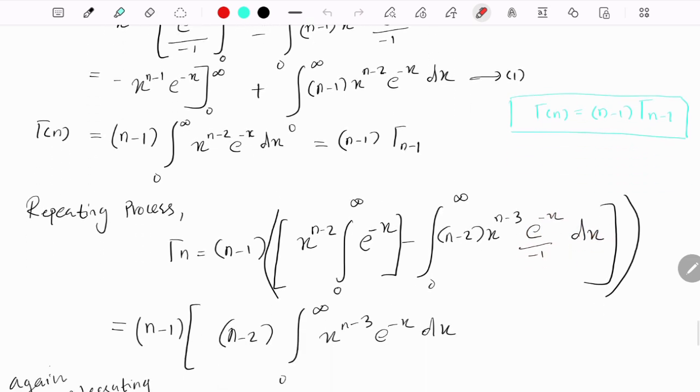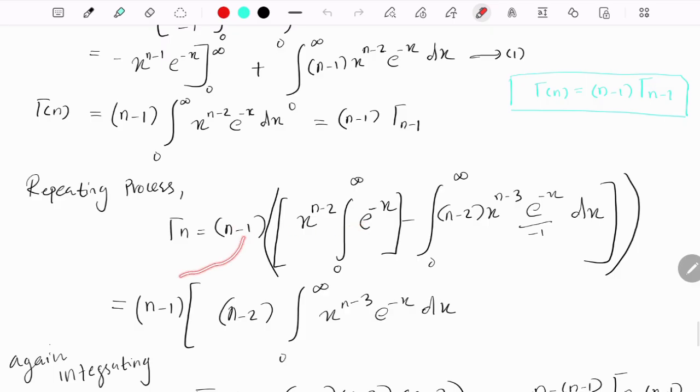Then here if you apply the limit, this becomes 0 and the remaining part is n minus 1 into n minus 2 into integral of 0 to infinity x to the power n minus 3 e to the power minus x dx.